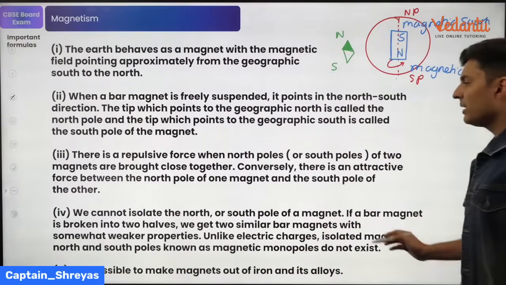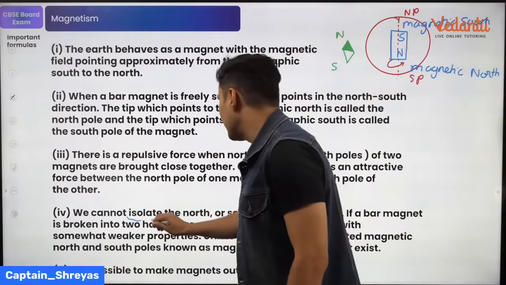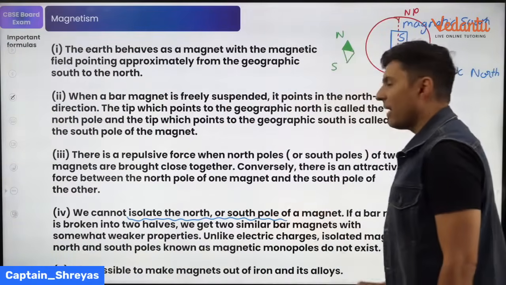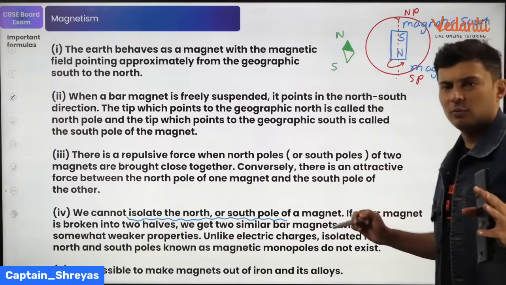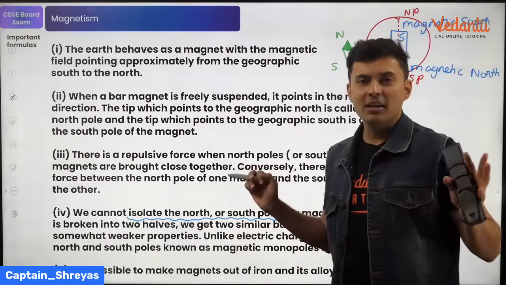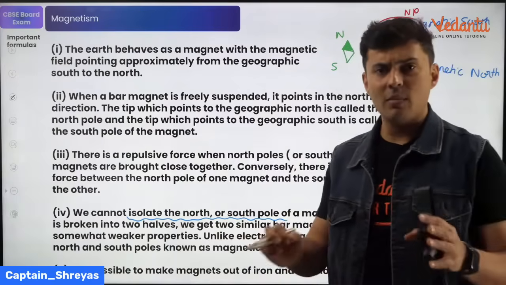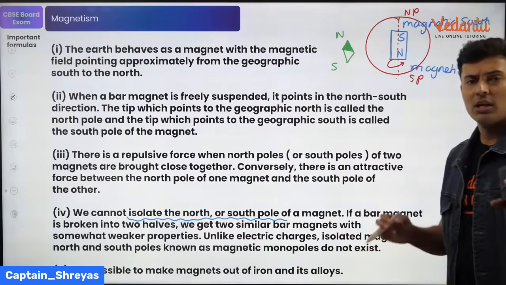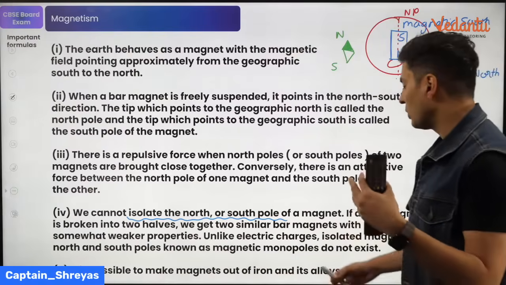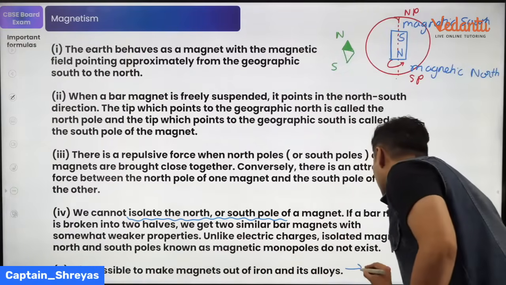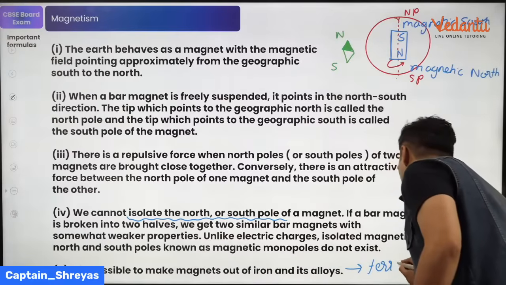Another important thing is that you cannot isolate the North Pole or the South Pole. Magnetic poles can't be separated. You always get magnetic poles one on one free. Like you buy one, get one free, right? Same offer is valid for magnetic poles. You cannot separate them out. And usually you make magnets out of iron and its alloys because they are ferromagnetic in nature.